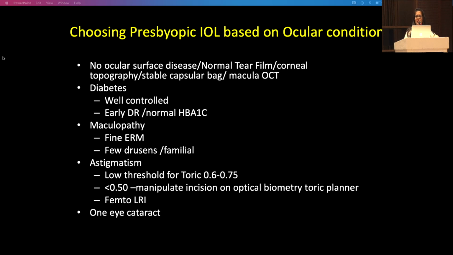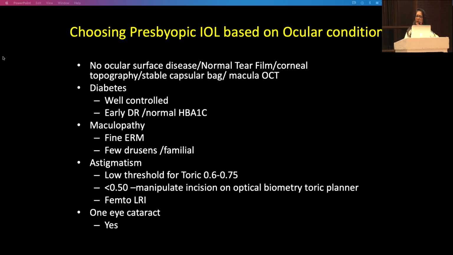Low threshold initially, keep patients who don't have that much astigmatism. Only once you're comfortable with presbyopic IOLs, go on to toric presbyopic IOLs. So choose your patients, and you can manipulate your biometries on a toric planner and take the incision on the steep axis for small astigmatism, or keep them for later LRIs.